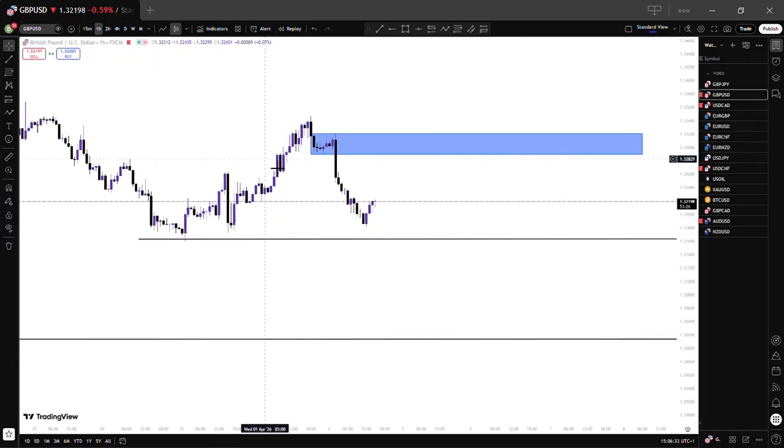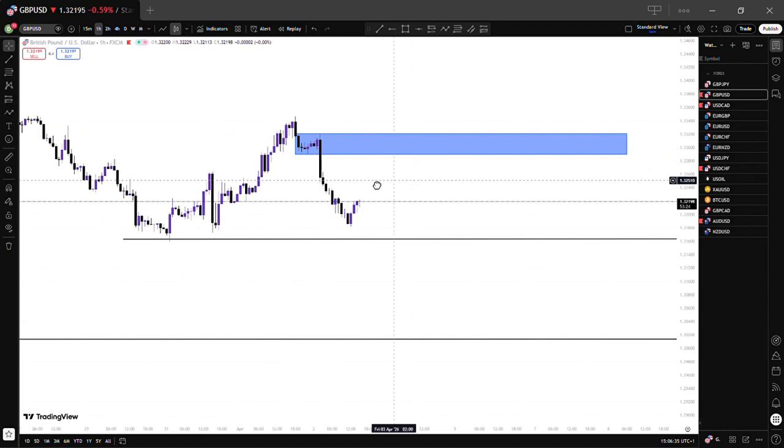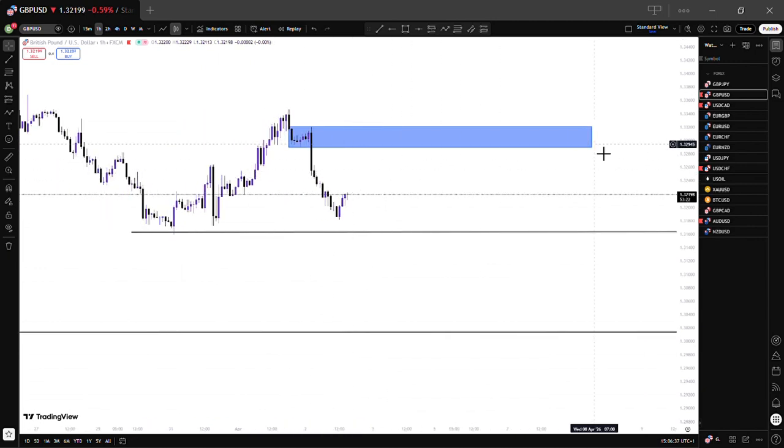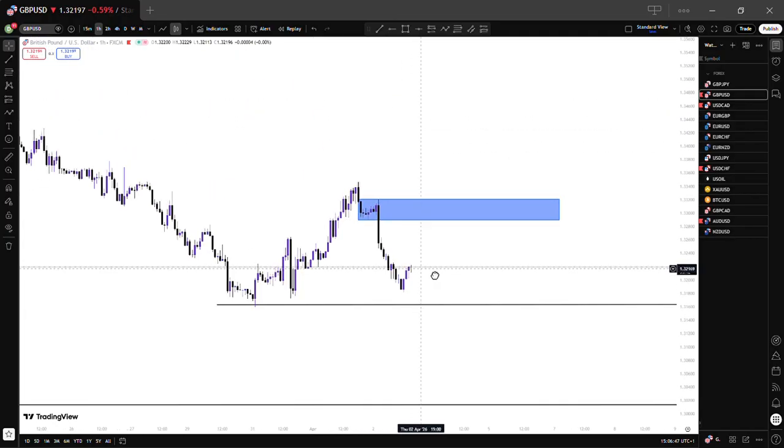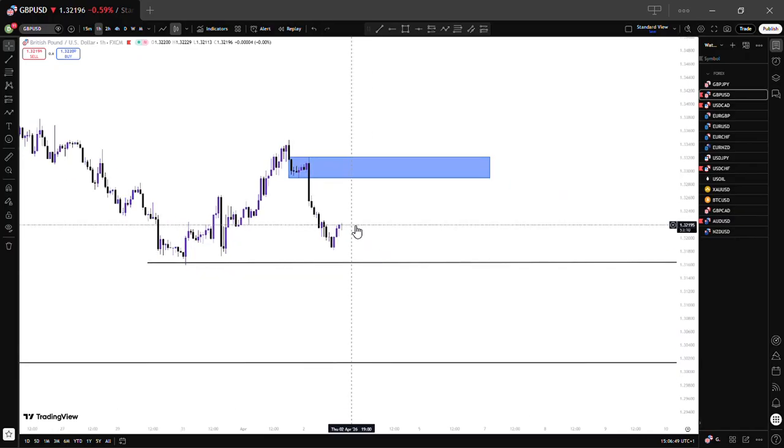But we can further scale down to the 1 hour just to see what's going on there. And as you can see on the 1 hour, this is the zone that we marked, exactly the zone we marked, and it doesn't even need any further refining, because as you can see, it has mapped out this entire zone here. So we'll just be waiting for a break of structure to the downside before we'll be able to jump on that trade. So yes, I think that's going to be that for GBPUSD.